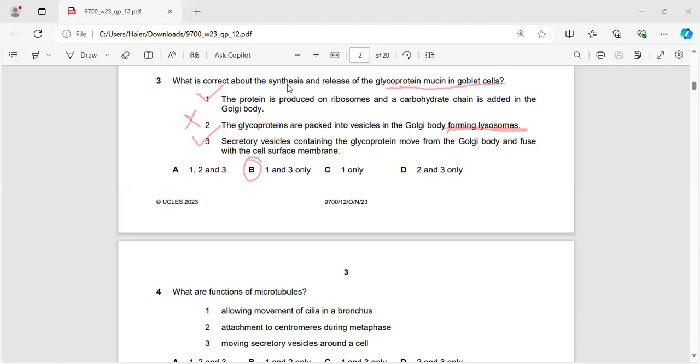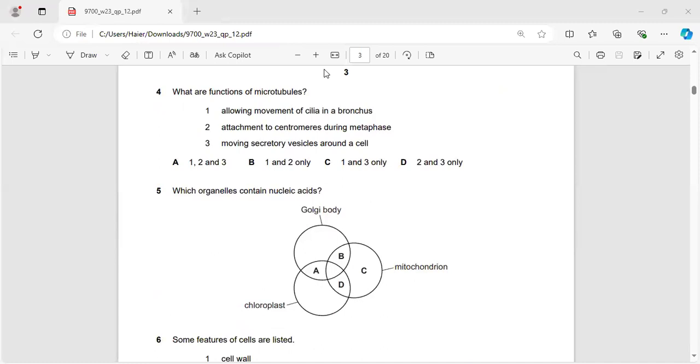Now question number 4. What are the functions of microtubules? You can say they make the cytoskeleton of the cell. They have given us three statements: allowing movement of cilia in a bronchus, yes; attachment to centromeres during metaphase, yes; moving secretory vesicles around a cell, yes. They perform all these functions. So according to this, A is the correct option.